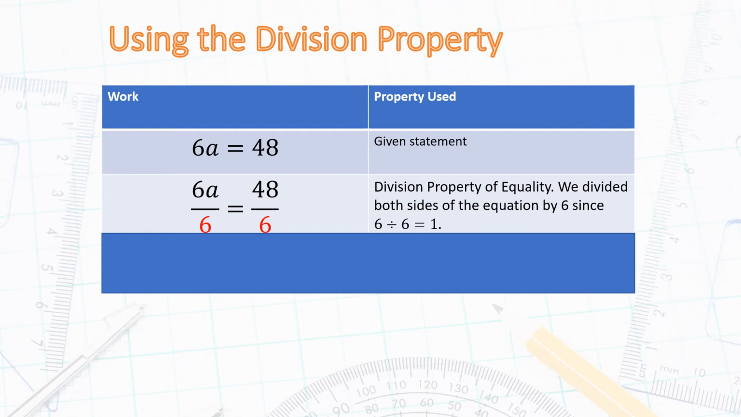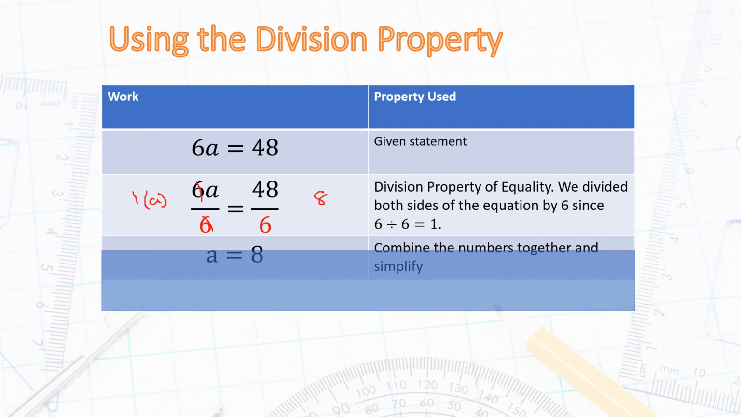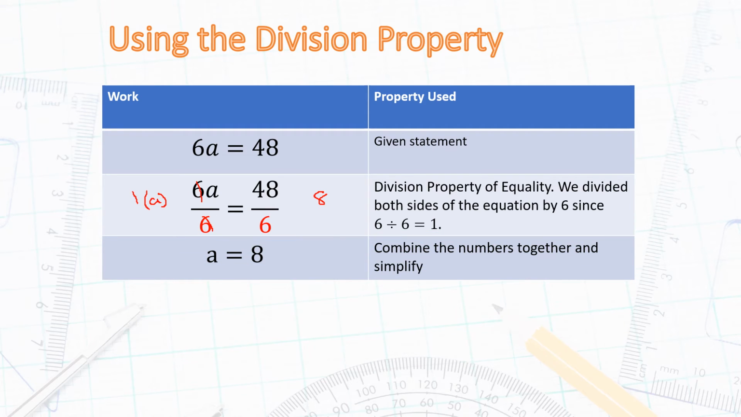And then 6 divided by 6 cancels out. So 6 divided by 6, I'm left with 1, and then times a, which is just a, and then 48 divided by 6, I'm left with 8. So my final answer, a is equal to 8.